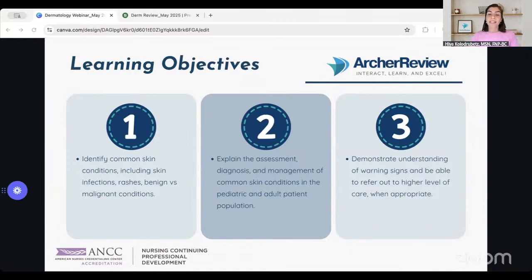We're also going to have you be able to explain assessment, diagnosis, management of these common skin conditions. That's really important. You guys are going to be managing a lot of these conditions, both in your pediatric and adult patient population. If you're a family nurse practitioner student, you're going to see all peds, adult. If you're adult gero in primary care, you're eligible to see 13 years and up. You know your scope of practice. So really being able to manage these conditions in both peds and adult is what we're going to talk about tonight.